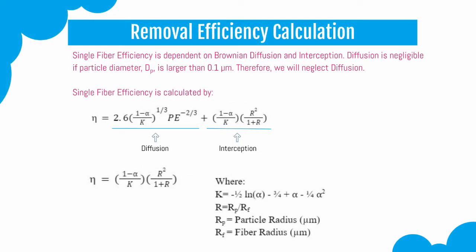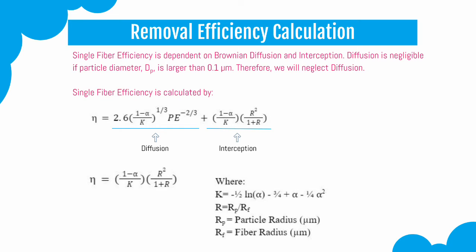Single fiber efficiency is dependent on Brownian diffusion and interception. Brownian diffusion is the sporadic movement of the particle due to it being bombarded with other gas molecules in the air. Brownian diffusion is only relevant for particles less than 0.1 micrometers. Therefore, we will neglect diffusion in our calculation.